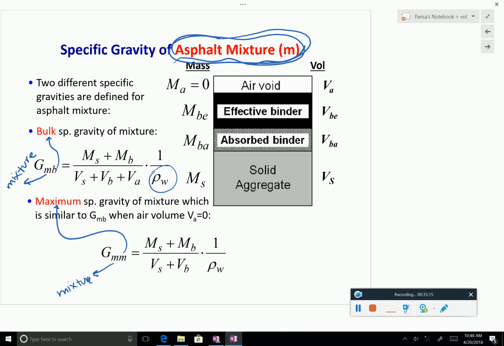And the maximum means exactly the same thing, only if you had no air, that would be the very maximum specific gravity you will have for your mixture.